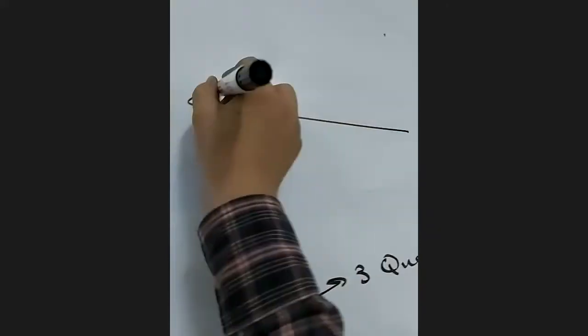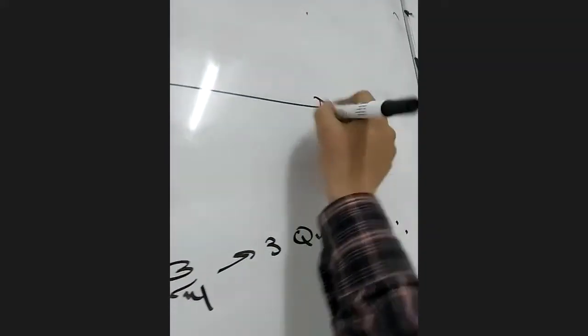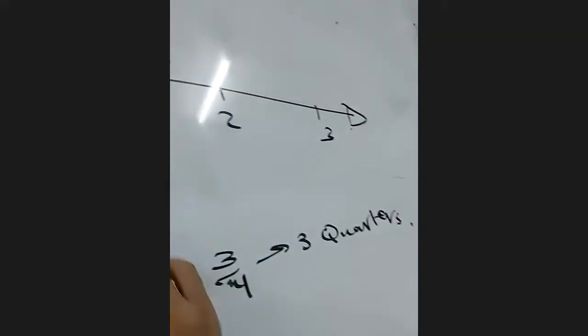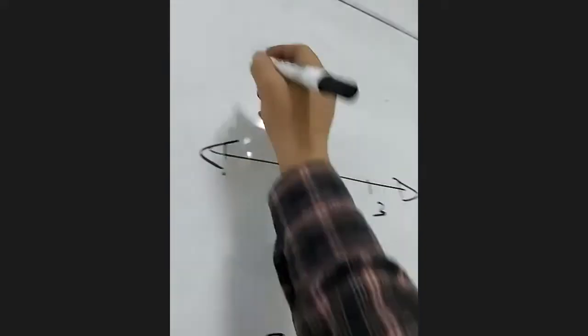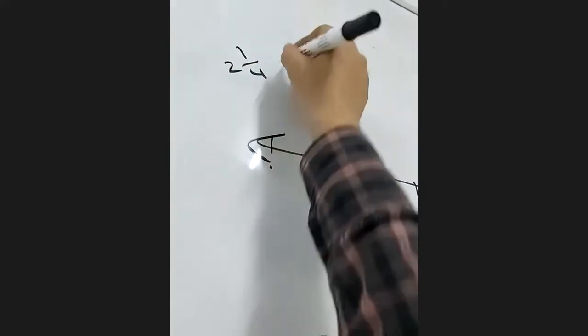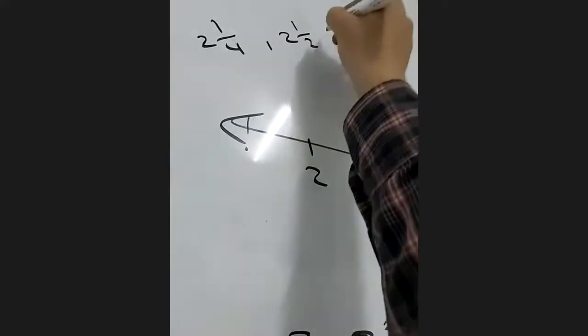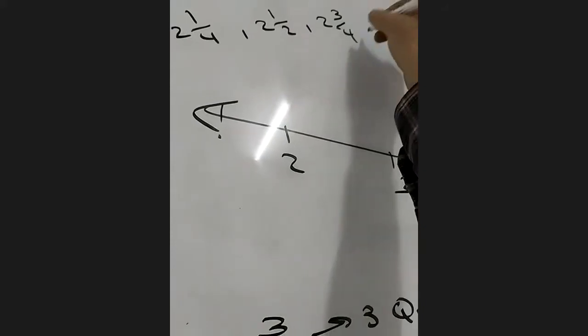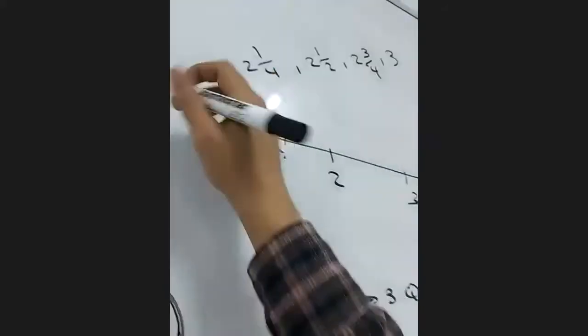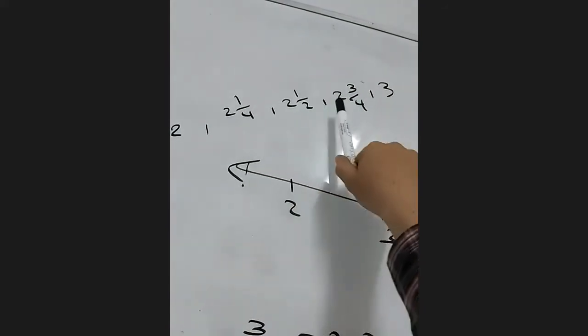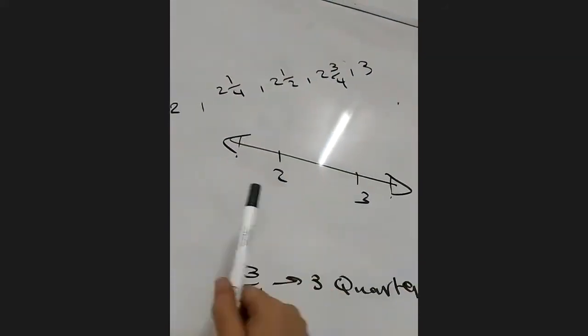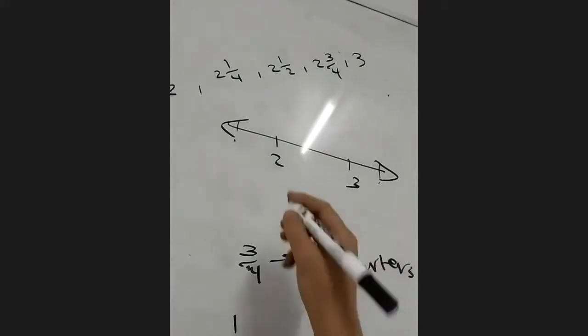Look here, guys. If we have these two numbers, 2 and 3, we have 3 main divisions between them. We have 2 and a quarter, 2 and a half, 2 and 3 quarters, then 3. Here is the 2, then 2 and a quarter, 2 and a half, 2 and 3 quarters, and 3, right? Now this is the 2, this is the 3.